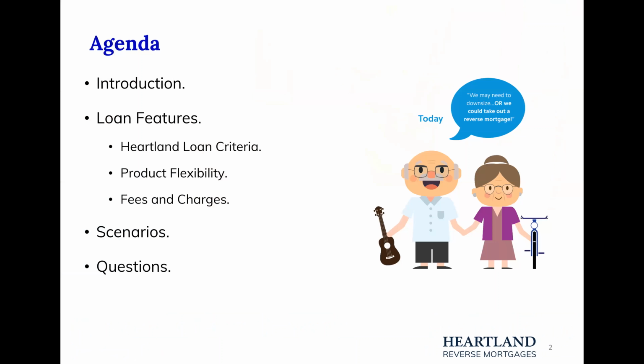So this is the agenda today. I'll be running through just a quick introduction, and then we'll jump into the loan features, and that's more around the Heartland loan criteria, so minimum and maximum amount, looking at security, locations, etc. Look at the product flexibility, such as drawdown options and other types of options that we can provide for your customer, fees and charges, and then we'll run through a couple of scenarios which will hopefully help you understand our features a bit better, and then we'll run through a few questions.